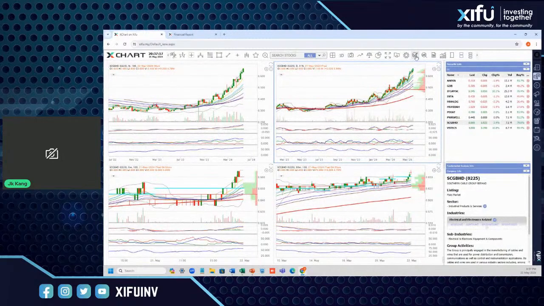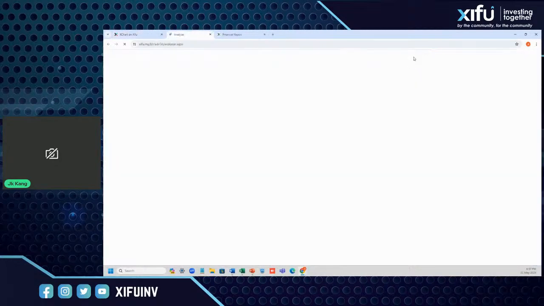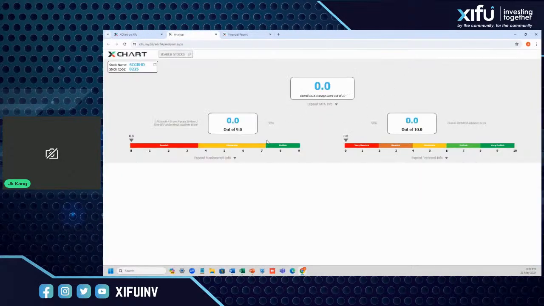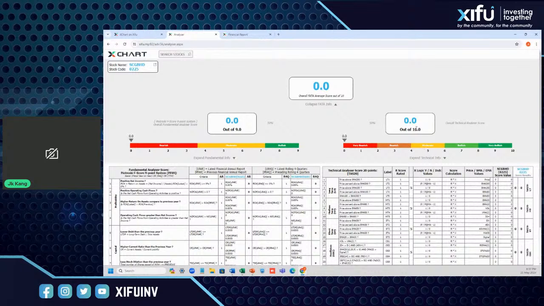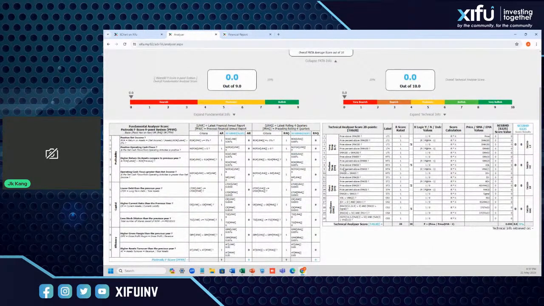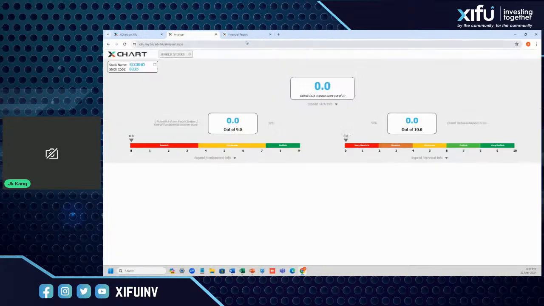Okay, rightmost here will be the analyzer. So this analyzer will have two portions of it. The left portion here will be the Piotroski's F-score 9-point system, and the right portion here will be the technical part. So the fundamental plus the technical. So both of them will be averaging up into this portion here. Okay, so you can see all the details as you can click along.